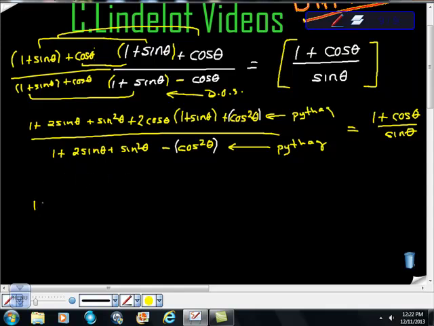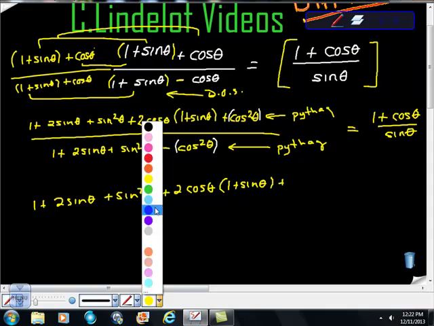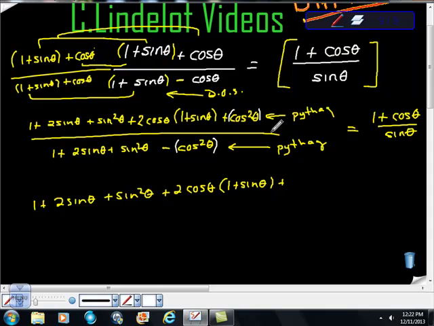So I'm going to have to rewrite all this. 1 plus 2 sine theta plus sine squared theta plus 2 cosine theta times 1 plus sine theta. I know it looks messy, hang in there. Plus, and then I said I was going to use this Pythagorean identity, and I know that cosine squared theta is equal to 1 minus sine squared theta. So that's my Pythagorean replacement on this one.